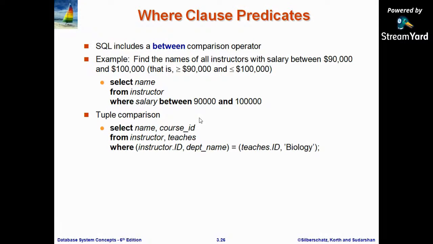In the where clause, you can also use the between operator. The between operator is used if you want to check a range of data, for example if you want to check a salary between $90,000 and $1 lakh, so you have to use a range. Between can be used in case of value comparison, time comparison, or any duration or date comparison. Here you would like to display the names of all instructors whose salary is between 90,000 and 1 lakh.